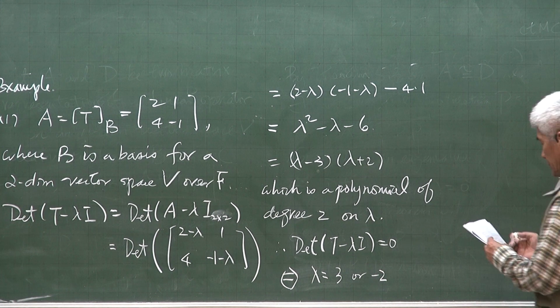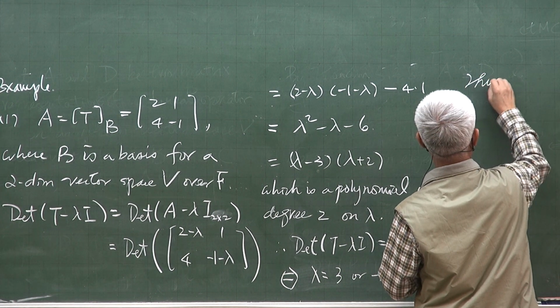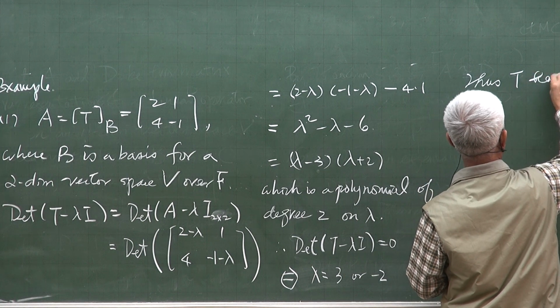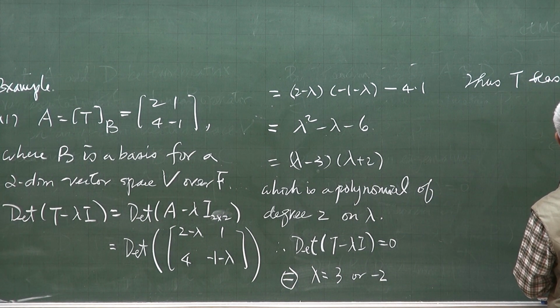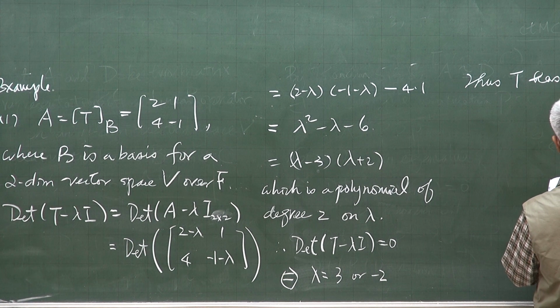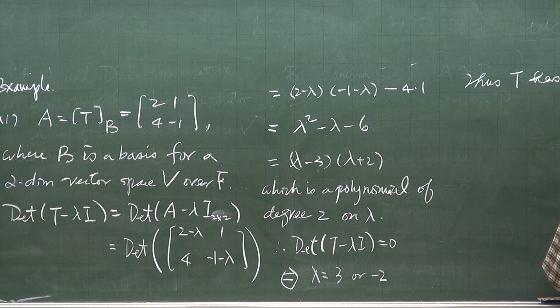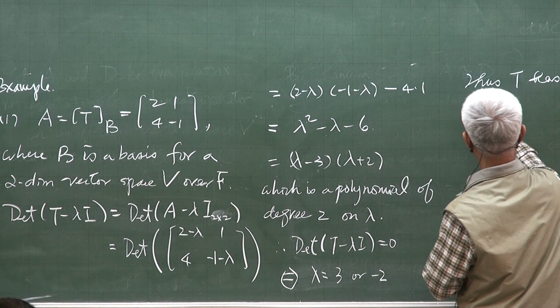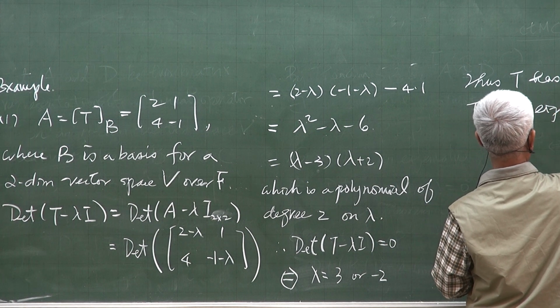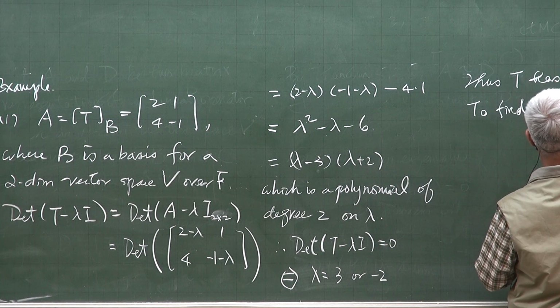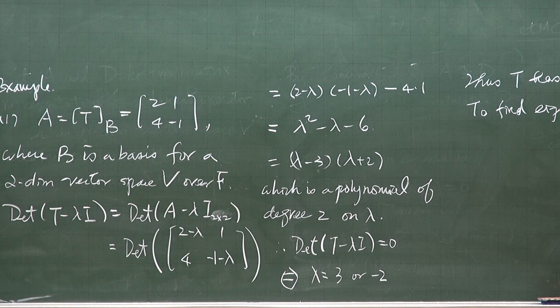Alright, so minus 2. P has 2 eigenvalues: 3 and minus 2. Now to find the eigenvector, I put x. Maybe we have more than one eigenvector, right?